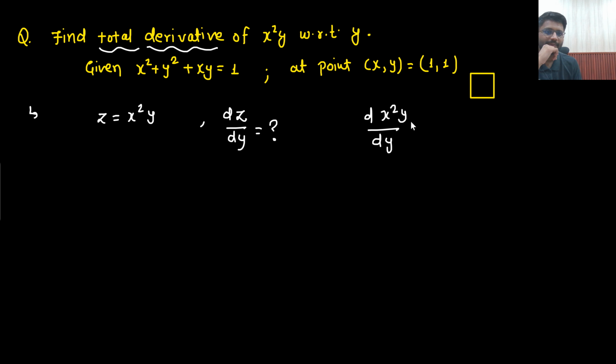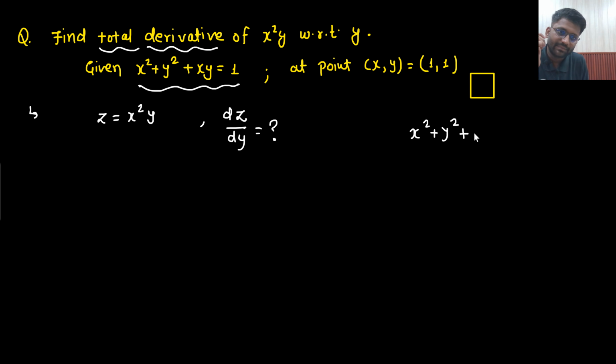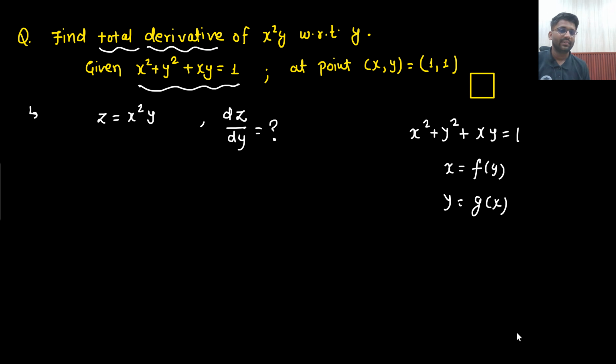So y is a constant? No, absolutely not. Why is it not a constant? Because this relation is given, no? Between x and y there is a relation. That means x is a function of y. If this relation is given, x square plus y square plus xy equals 1. So that means x could be a function of y and y is also a function of x. Both are related with each other. Both are not independent. If both were independent, then the scenario would have been different. But both are related with each other now, right?